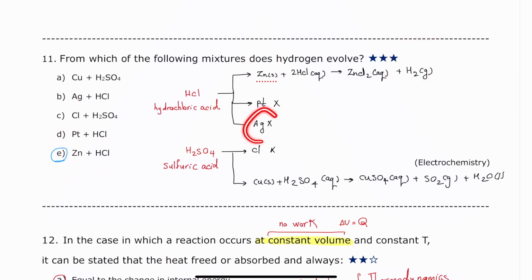The reason is that Ag and Pt are not that reactive. They may only react under very special conditions. So normally we consider them non-reactive metals. Therefore we can go by Zn easily. And for the sulfuric acid case, first of all, Cl is just a non-metal, so it doesn't even make sense to consider this reaction. But for Cu, we would get H2O. We would not get H2. So the best option here would be this one.